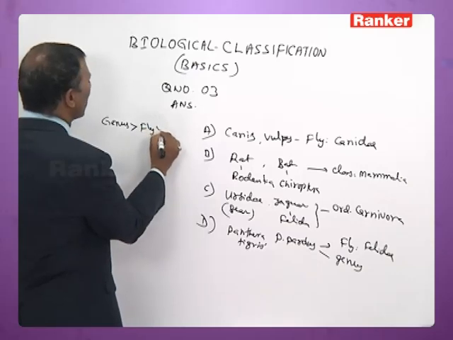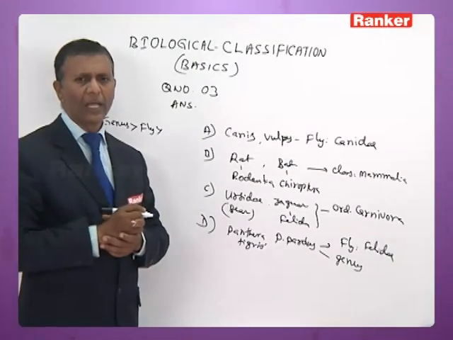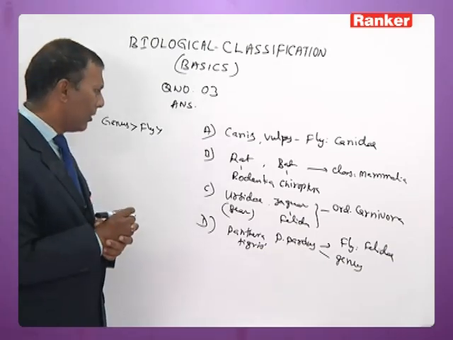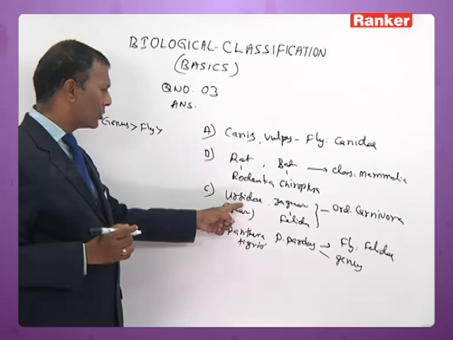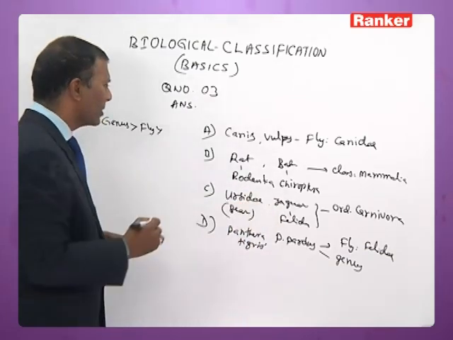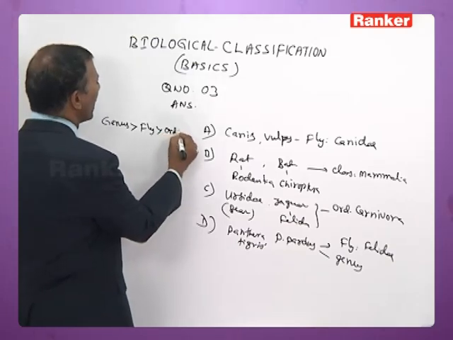So you have family now in ascending order. Then next you have option C: bear and jaguar. Bear belongs to family Ursidae, jaguar belongs to the family Felidae. Both of them belong to the same order. So next option you have order.